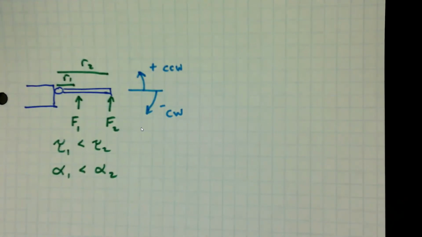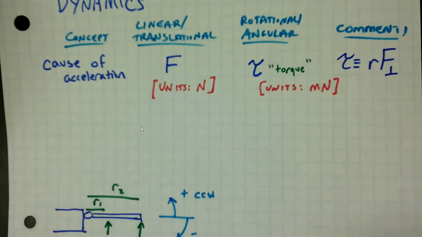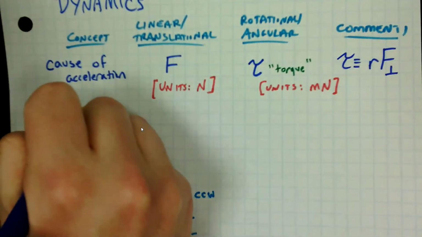So, questions so far. We define this idea of torque as the radius, another word for which is the lever arm, times the force. If we go back to Newton's laws, we talked about forces as causing acceleration, but there's another thing that Newton's laws talked about. Other than the cause of acceleration, what was the other thing it talked about? Inertia. So the next concept that I want to talk about is inertia.